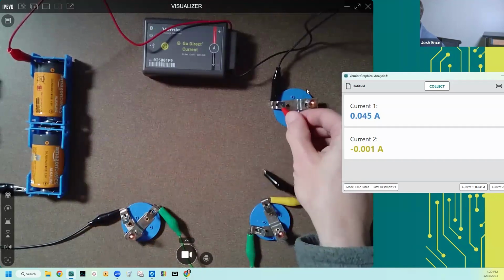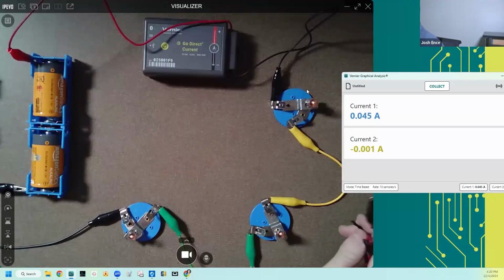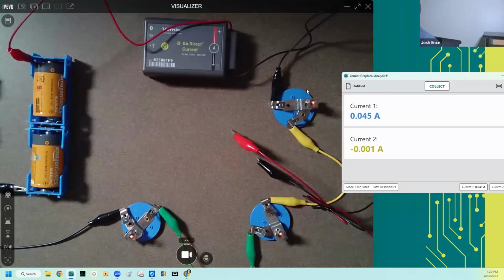Students can play. They can disconnect things, reconnect things as much as they want, and they're not going to burn out any of these bulbs. They're not going to blow the fuse on the current probe.